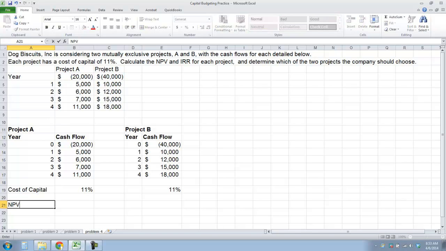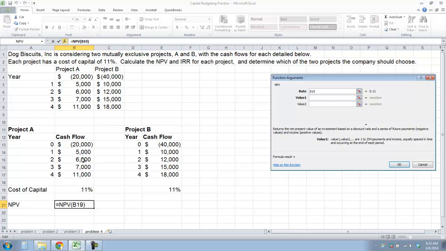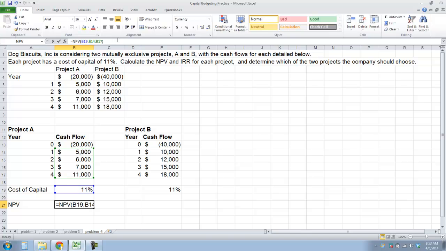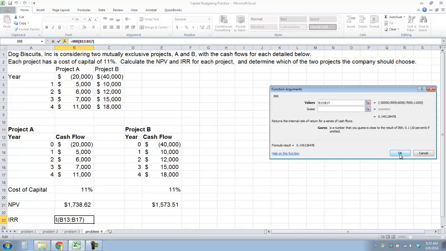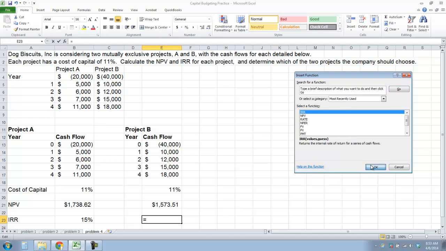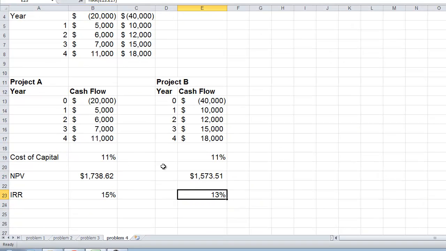Alright, so net present value. I'm going to go up to the function, NPV, click OK. Our rate is the cost of capital. The inflows, click OK. And then we're going to go back in here and add our outflow. So this one has a higher net present value. Let's do IRR. Guess all the values. Okay. They both have positive, and they're both more than the cost of capital. But this one has a higher net present value and internal rate of return. So, I would choose A, due to higher NPV and IRR.